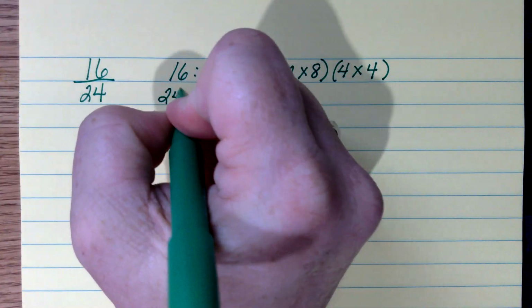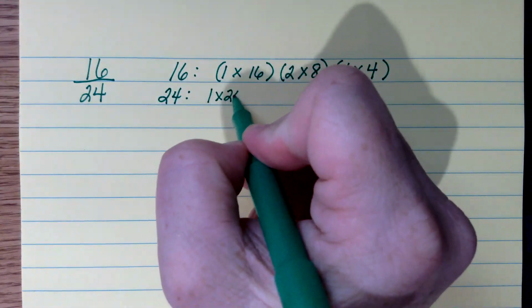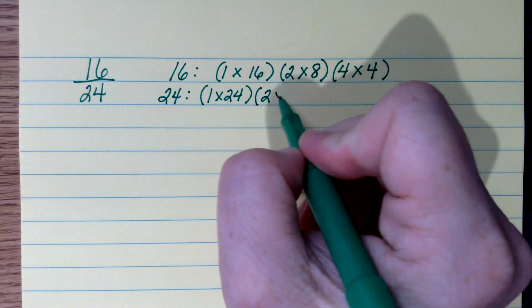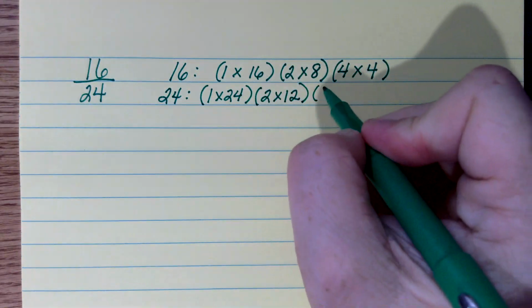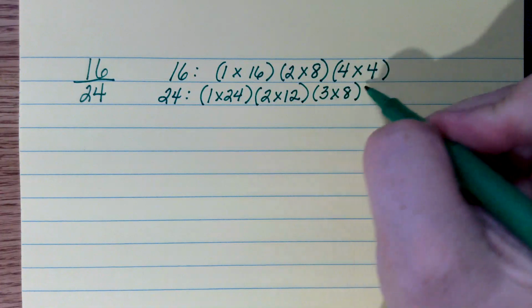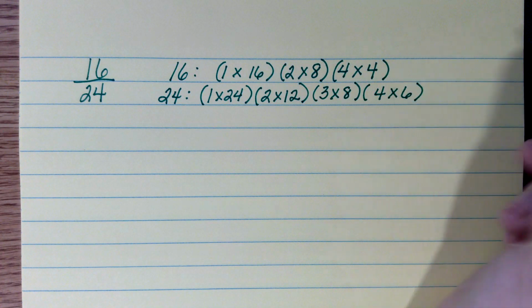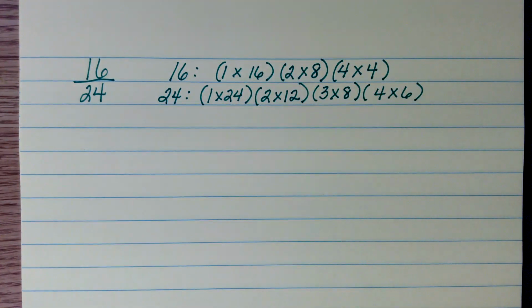Now let's try 24. 1 times 24, 2 times 12, 3 times 8, 4 times 6. I can't do 5. Once I get to 6, it starts repeating.